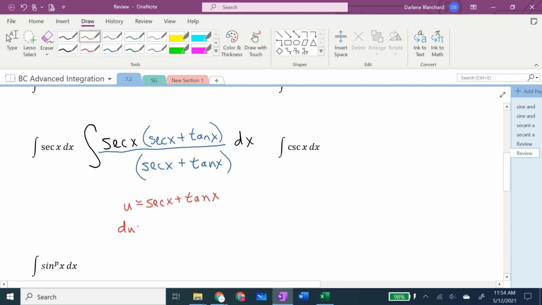What's the derivative? So let's start with secant. What's the derivative of secant? Secant x times tangent x. And then what's the derivative of tangent? Look at your numerator. I need to distribute over that parentheses. Do you see it?